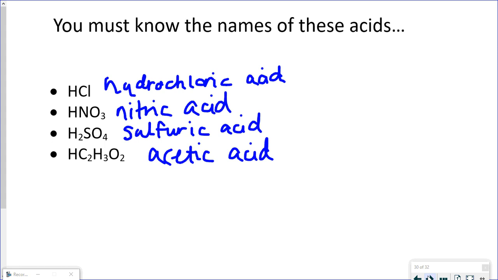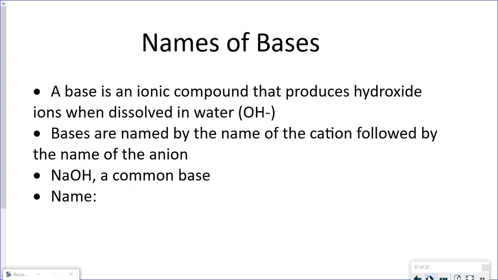Let's switch gears and look at bases. Bases you've actually already been naming without knowing it. So a base is an ionic compound that produces hydroxide ions when dissolved in water. So these are going to be ionic compounds that end in hydroxide and have that OH at the end. So these are named just like other ionic compounds. It's the name of the cation followed by the name of the anion, which is hydroxide.